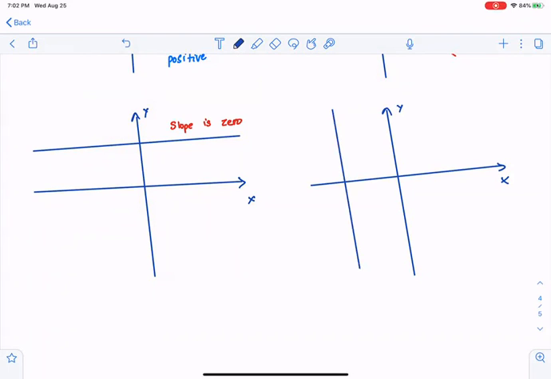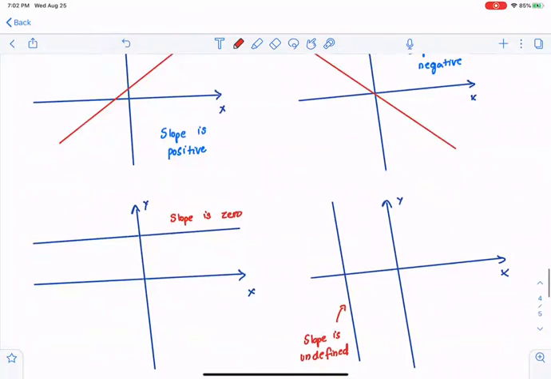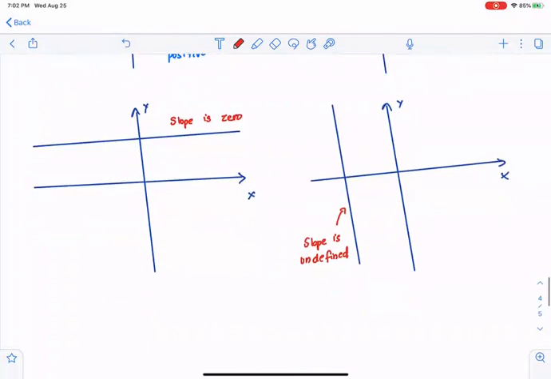And the last case, you have a vertical line. So if you have a vertical line, then the slope is undefined. So oftentimes you can simply guess by looking at the graph of a line as to what the slope would look like. Is the slope going to be positive, negative, 0, or undefined?